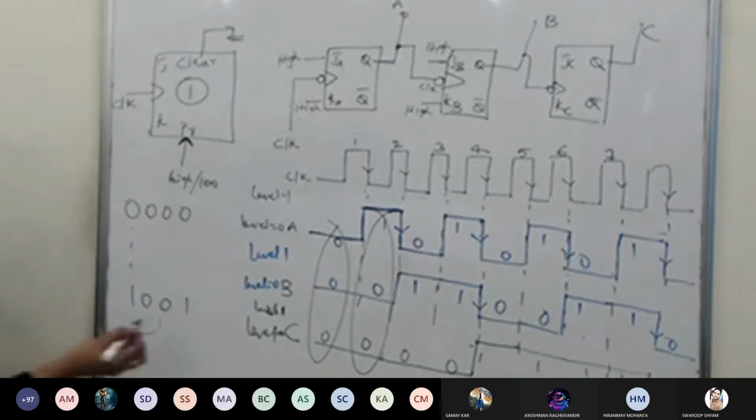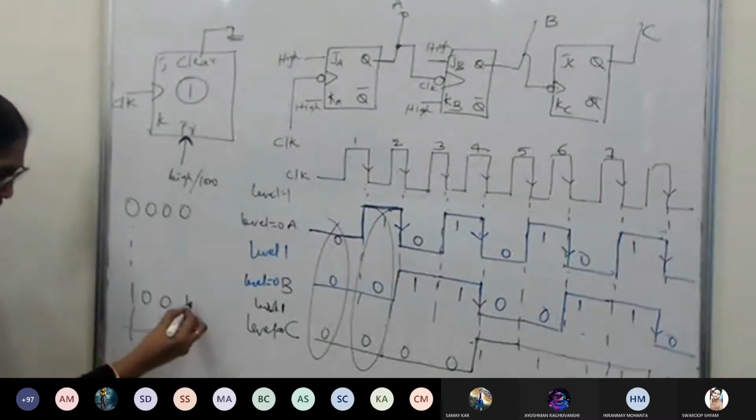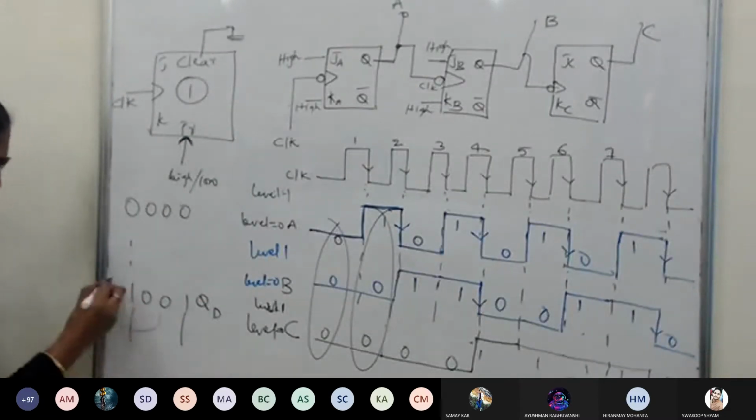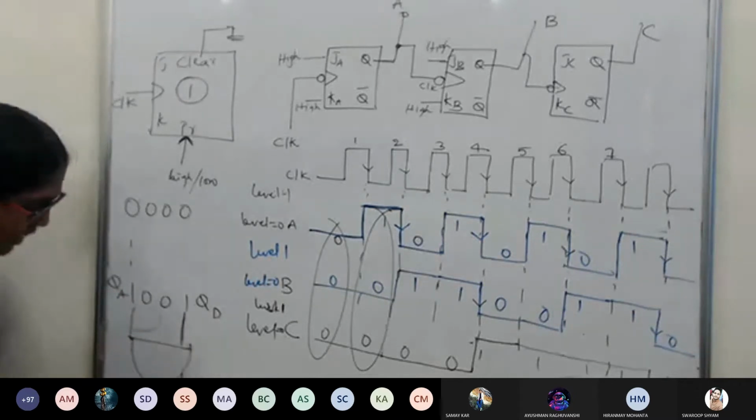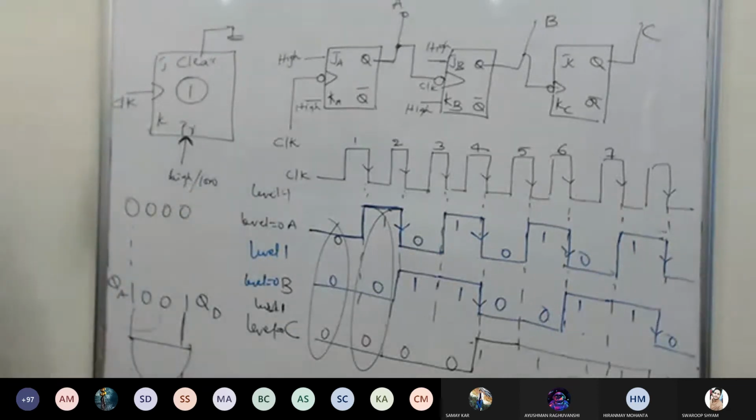Now, simple issue. If this is QD and if this is QA, if these two are taken to an AND gate, and if these two are high, then you take it to clear. Can you see this, by the way? No.